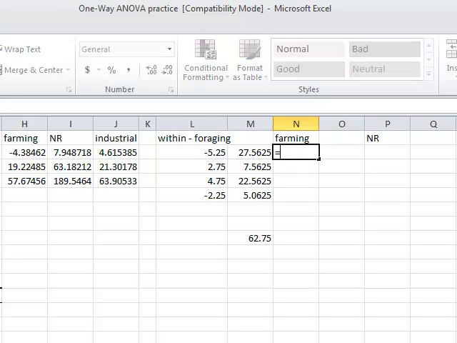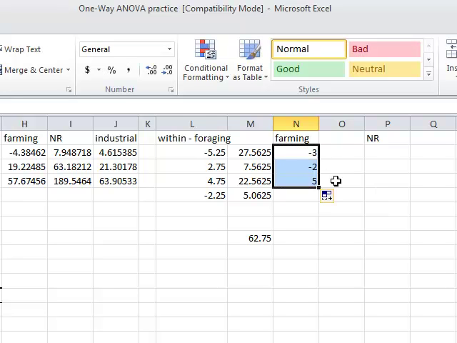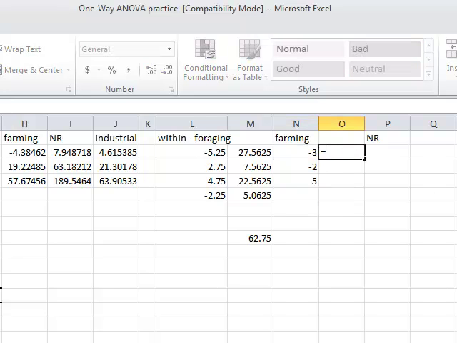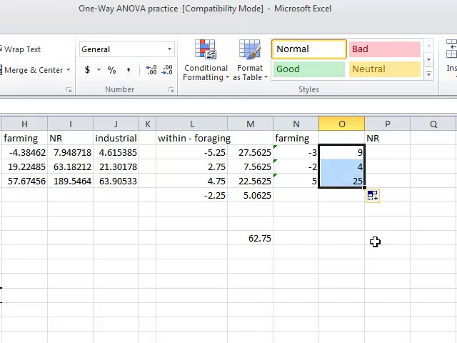Farming is the same, so select this. This 35. So select 3 because that sample size is 3. Now square those values. Right? And then get the total.